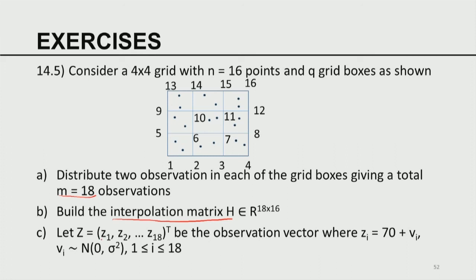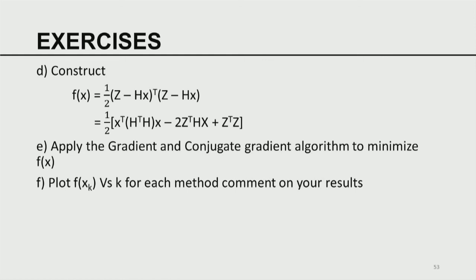Create artificially 18 observations of temperature. Let us assume Zi is equal to 70 plus Vi, where Vi is the random noise for i equal to 1 to 18. So we have 18 observations. You have the matrix H. We can now consider the problem, a quadratic minimization problem, Z minus H of x transpose Z minus H of x. Z is the given 18 observations.